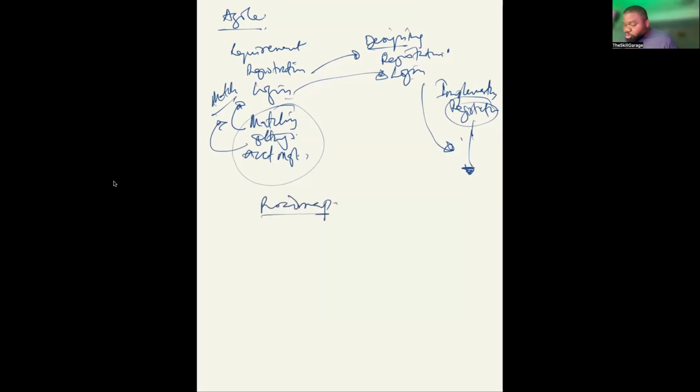If you've ever heard of a roadmap, they have a roadmap. They say, let's do this one first. So that one can be release 1. And then let's do this one next, and that one can be release 2. And then let's do this one next, and that one can be release 3.